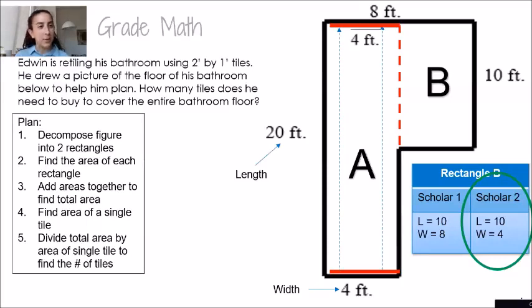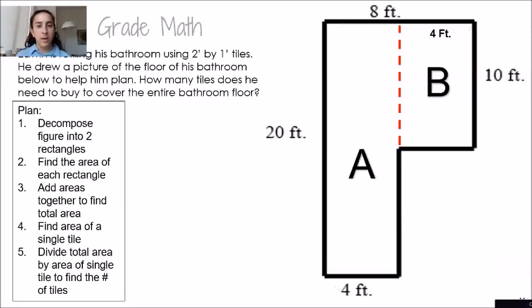That still doesn't help me yet with the width of rectangle B. But what I do know is that that entire line at the top is 8 feet. So if I know that the entire piece is 8 feet, and one part of it, rectangle A, is 4 feet, I can find the width of rectangle B by subtracting 8 minus 4 to find my missing dimension, which is 4. I can then label rectangle B having a width of 4 feet. You can take it from here.